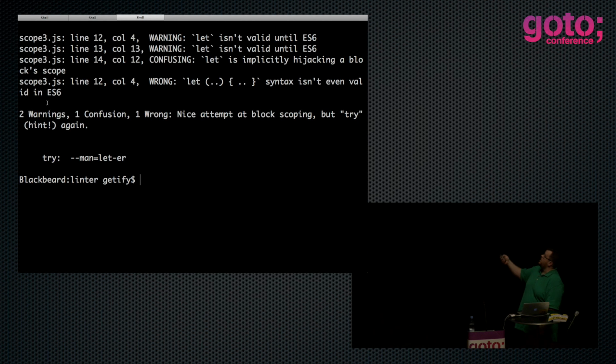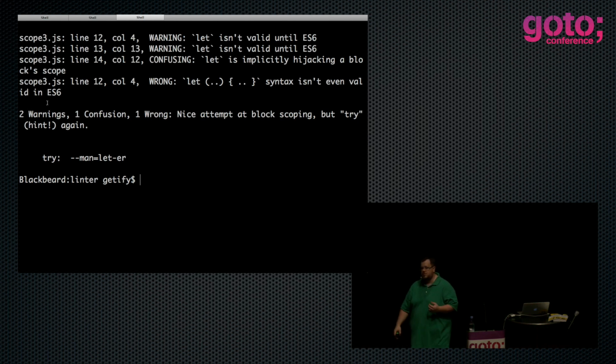Let's just go back here and see. The let keyword isn't valid until ES6, so that's kind of a bummer, but there are ways to get around that. There are tools. But notice this third warning that it gives us. It says, it's confusing that let is implicitly hijacking a block scope. And I agree with the linter here, because I wrote the linter. It is confusing. It's an implicit mechanism.